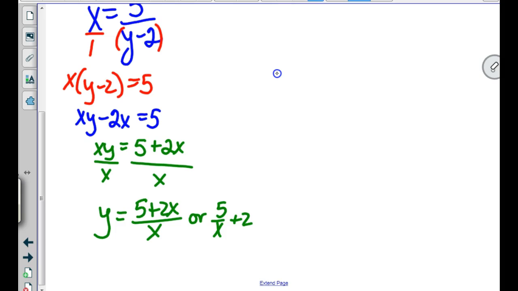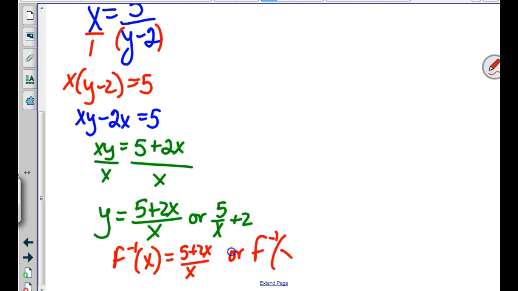Now, what did we decide? Is this an inverse function? Was the original 1-to-1? Yes, right? So we can write it as 5 plus 2x over x. Or if you wanted, you could write it as 5 over x plus 2. But you don't need both. One or the other is fine.